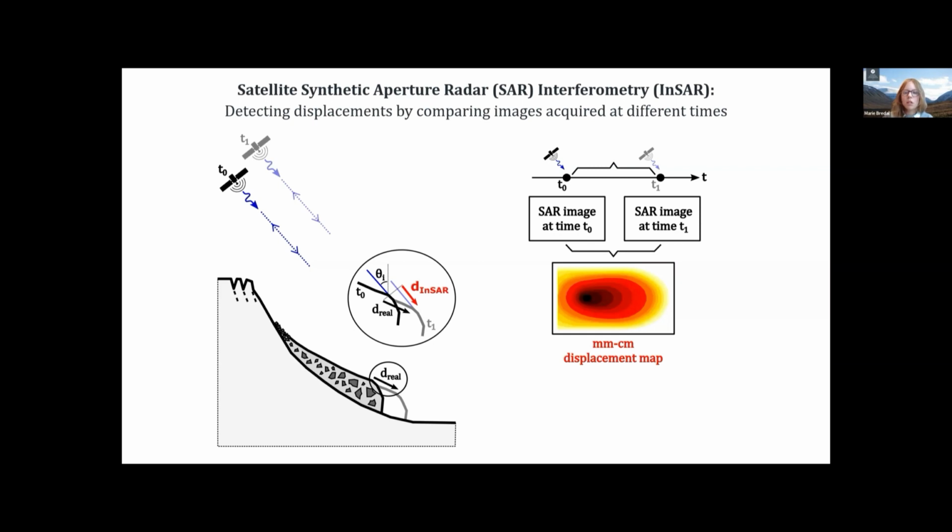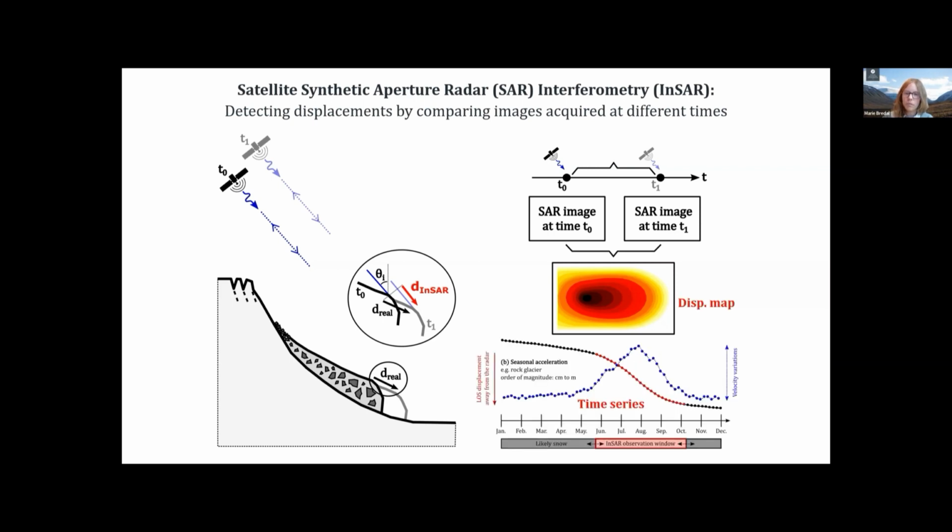And by measuring changes over a whole landform or over a landscape, we can then map the spatial variability of the ground movement with millimeter to centimeter accuracy. And then by adding several of these images and combining many image pairs, we can provide time series that document the temporal evolution of movements during a season or between years, depending on which process we are looking at.